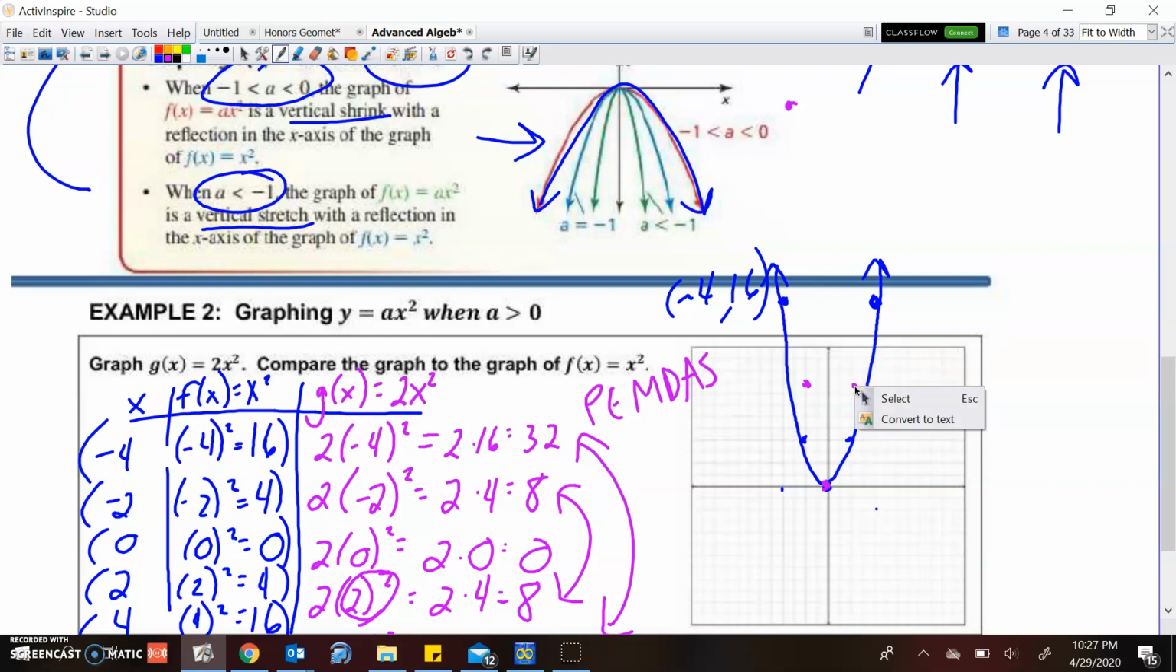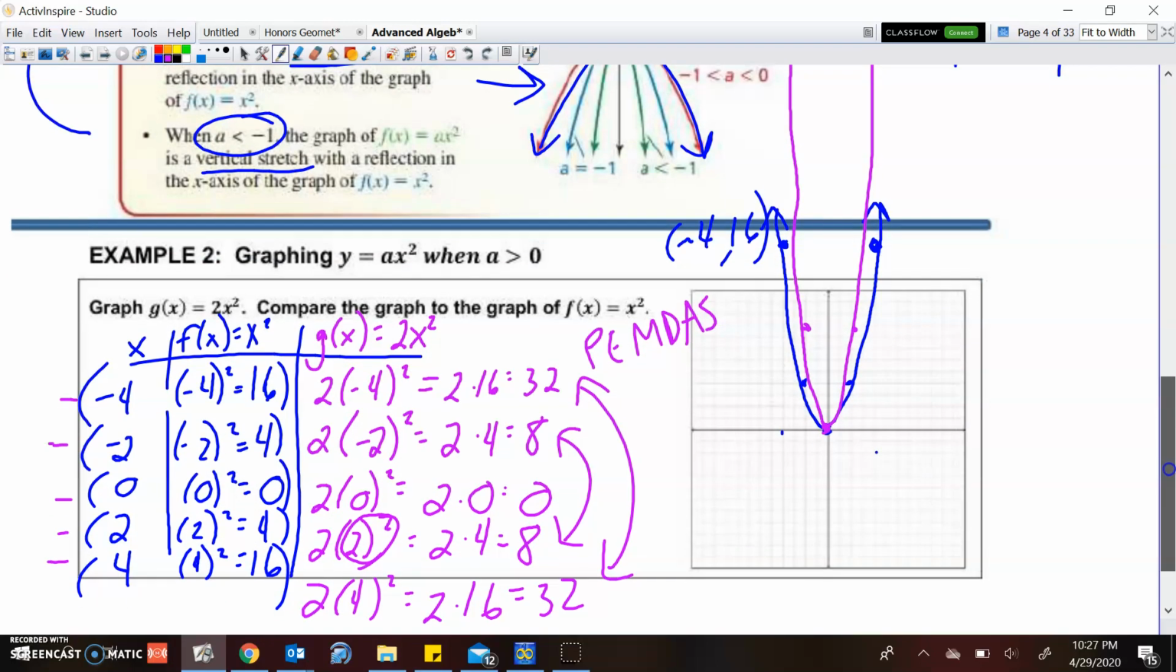And then lastly again, 4, 32. I went up to, I counted by -4, -2, 0, 2, 4. I probably could have kept it where it was. But anyways, my graph now looks like that. All right, so that's what happened to it, and it makes sense.